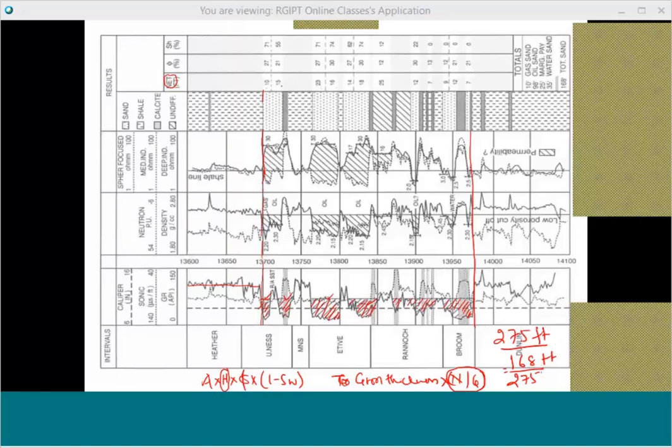So gross thickness is 275, and net to gross is 168 over 275. That is net to gross ratio. That is what it is called. Or simply, if you want to use this for one well, you can simply use this H as 168 feet thick. Okay.